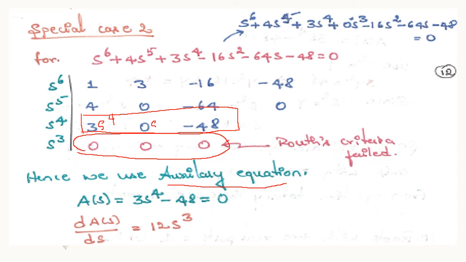Then we take s square. Then we skip s to the power of 1. Then we take s to the power of 0. So I can write this as 3s to the power of 4 minus 48, because this term is 0. There is no need to consider it. Now again, if I differentiate this, I get 4 into 3, which is nothing but 12. S to the power of 4 differentiates to s cube, so we consider 12 s cube.